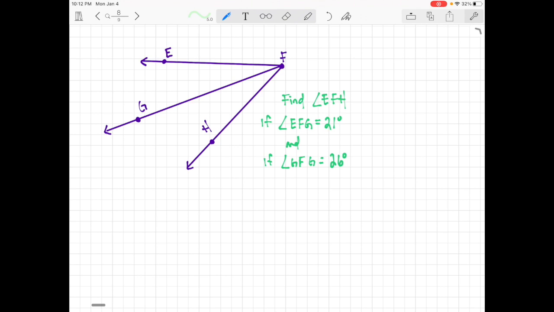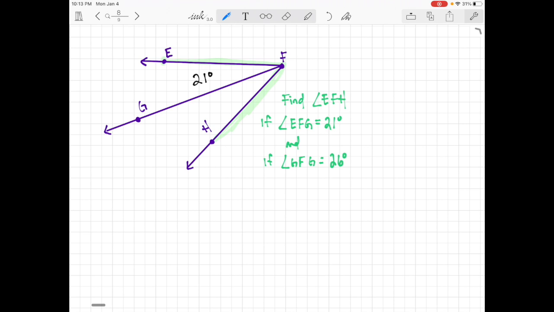All right, so we need to find EFH. So that's the big one. E to F to H. So this big angle here. What we know is EFG. So from here to here to here, this one is 21 degrees.